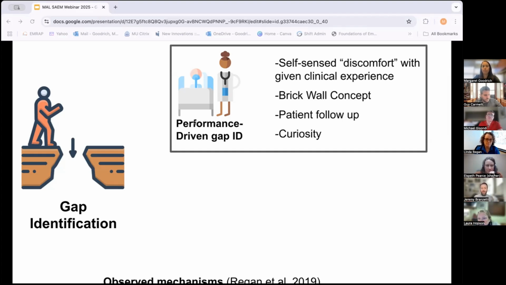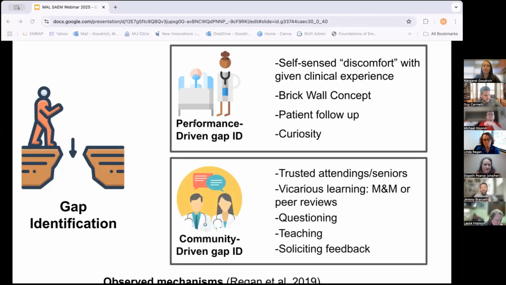Similar to this is the second big driver of gap identification, which we call community driven. You can make an argument that patient care is a community endeavor, sure, but these are a couple different activities that are a little more one-on-one and less directly related to the patient. There's a smattering of things they'll do here. One of them is a group of trust that they will assemble.